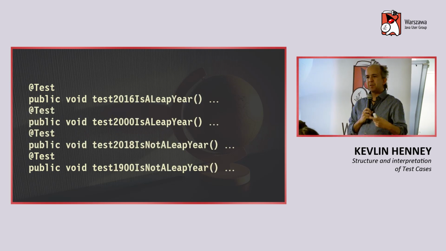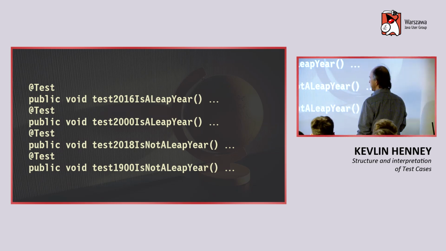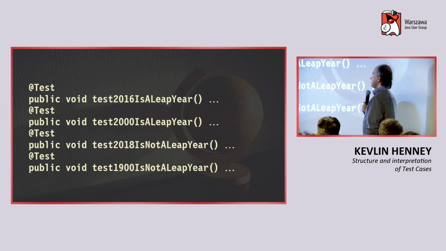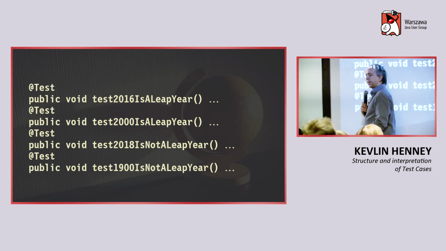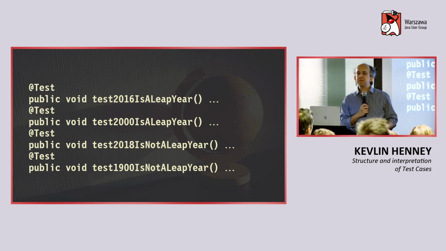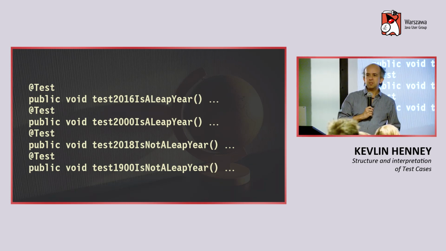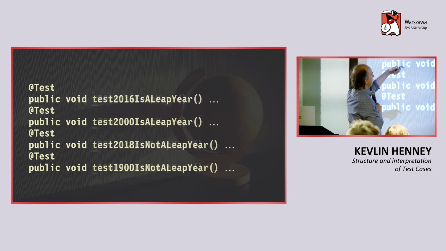Now, here we've got a bit of a problem. Test 2016 is a leap year, test 2000 is a leap year, test 2018 is not a leap year, test 1900 is not a leap year. The problem is, what we've done is we've put the data specifics in the name. I've turned data examples into specifications. Because there's no difference, I could equally well replace these.